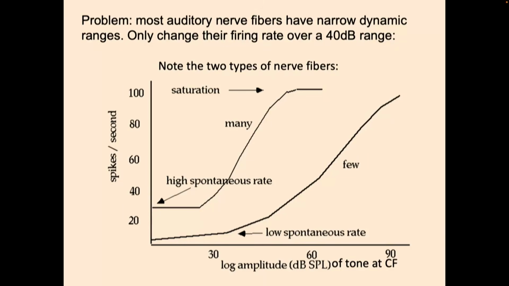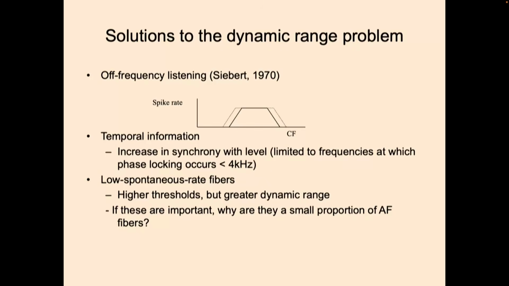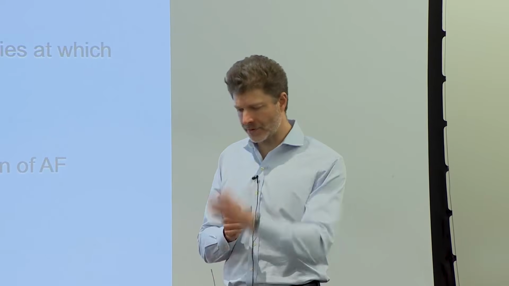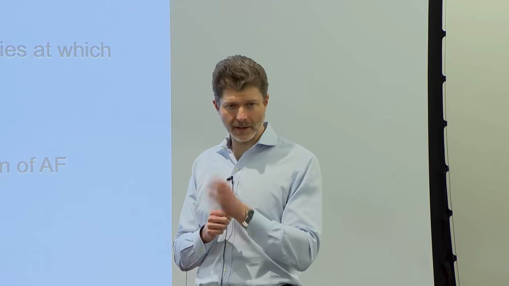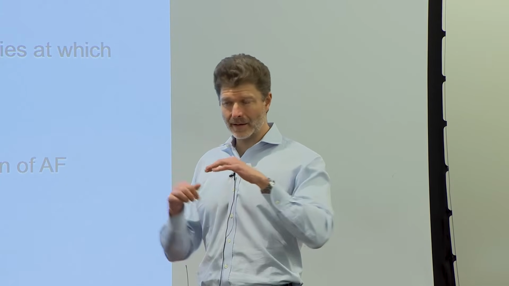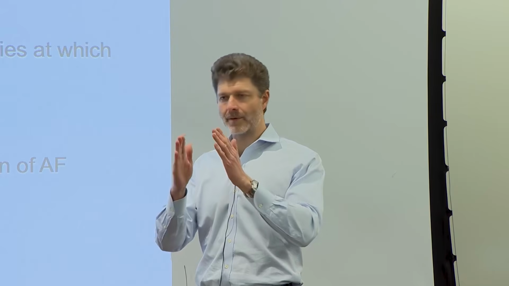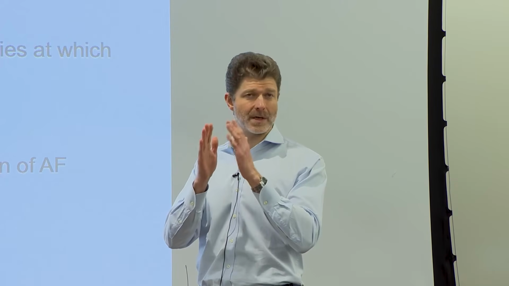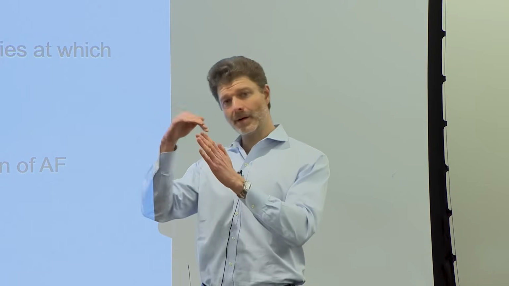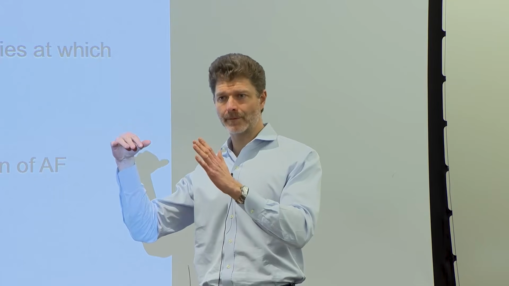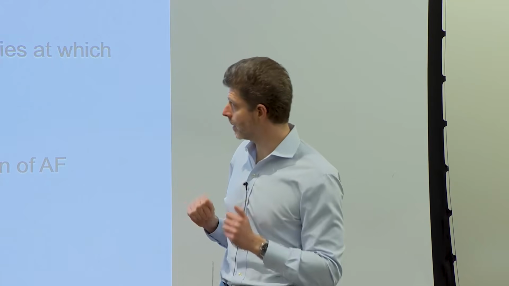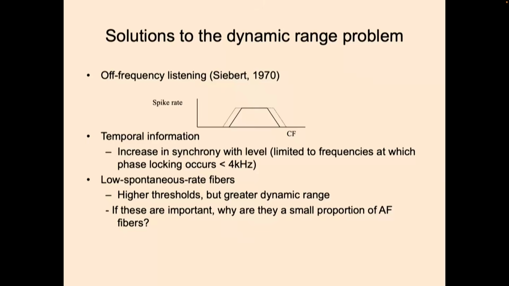It's a well-known thing people have puzzled about, and there's a handful of solutions that have been proposed over the years. One is what is called off-frequency listening. The idea there is, suppose you're discriminating the intensity of a tone at 1 kilohertz. When the intensity gets really high, the nerve fibers that have a characteristic frequency near a kilohertz may be saturated, but the ones that are further away won't be. And so you could somehow listen to those. That's off-frequency listening. There's also the notion that you might use temporal information like phase locking.